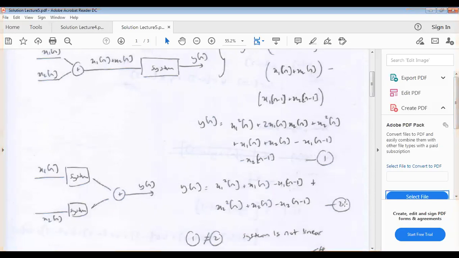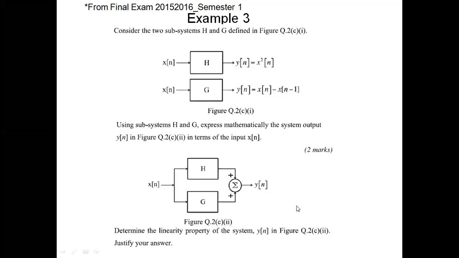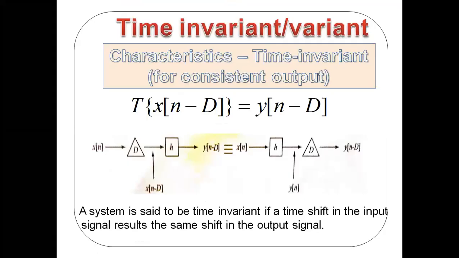Once we have done this, we have to compare the first output and the second output. It shows that the first output and the second output are not the same. Based on this, we can see that the system in the question is not linear. Hopefully you are clear about the solutions. I'm hoping that by now you understand how to test the system linearity for both continuous time and discrete time systems, because the methods are the same. Next is the time invariance of the system.